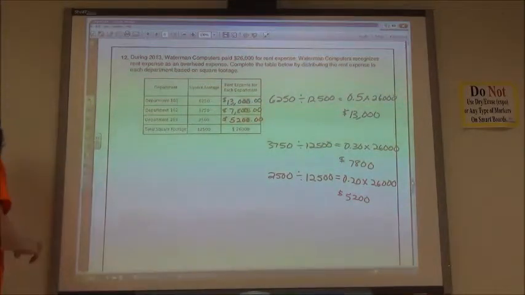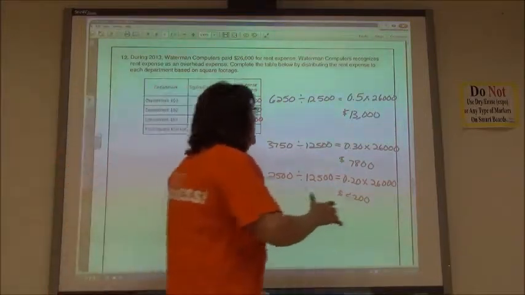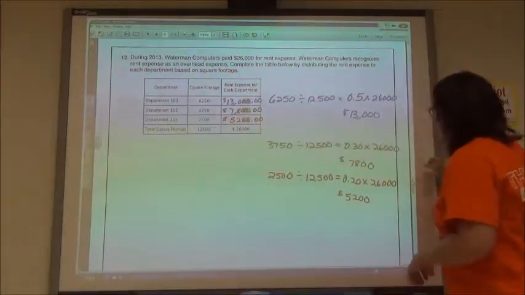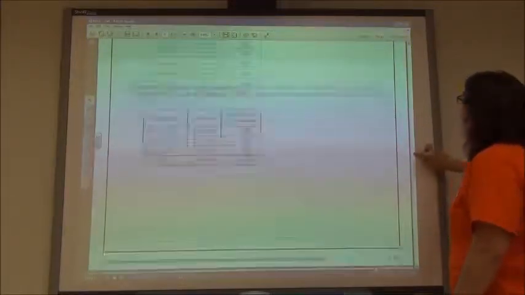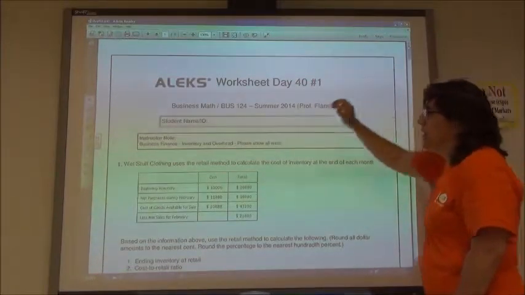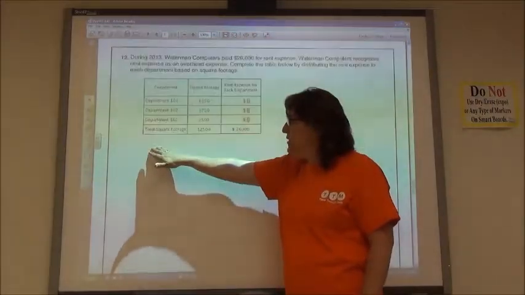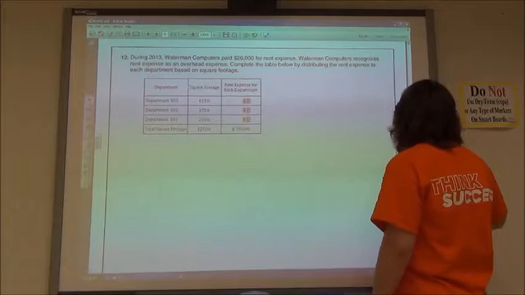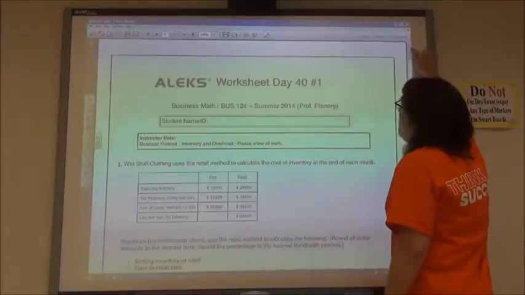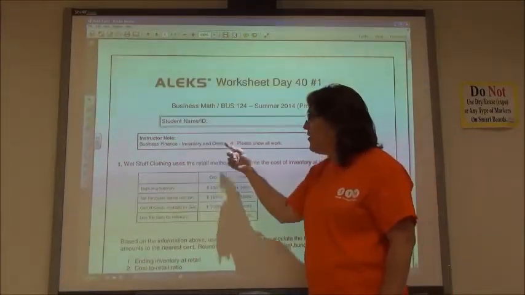And that is the end of worksheet 40 and also the end of your pie chart. So you should now be able to finish up your pie chart and be ready for your final. Again, that's under that last section, business finance, and the board wanted to move, where we calculated inventory value and overhead.